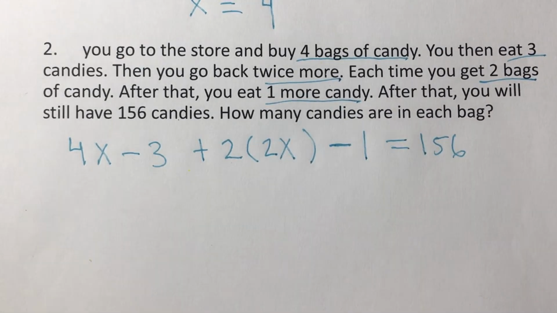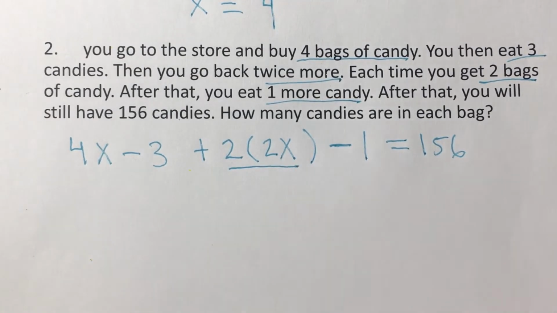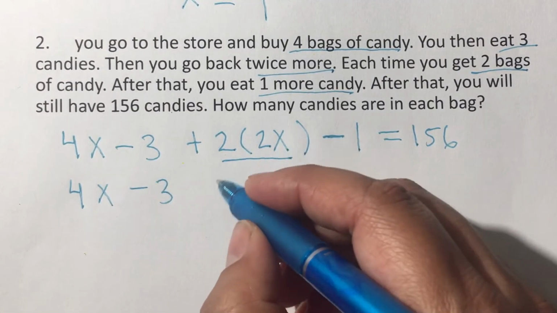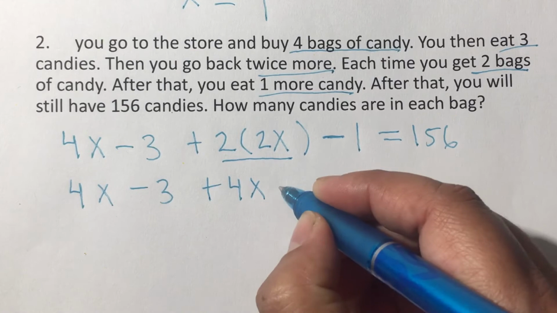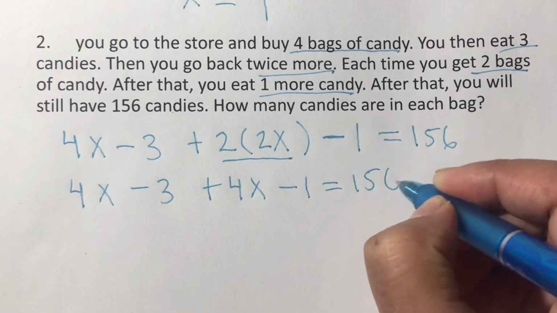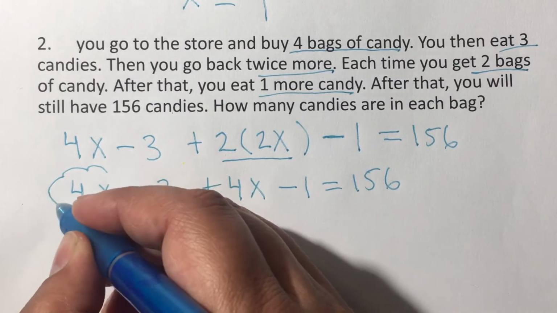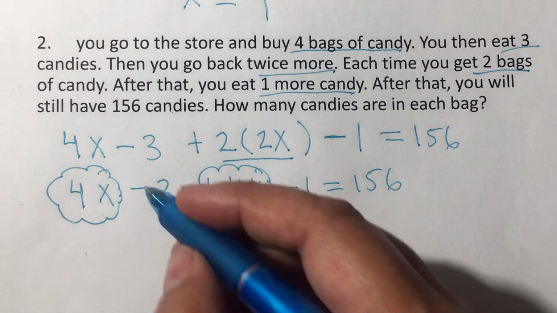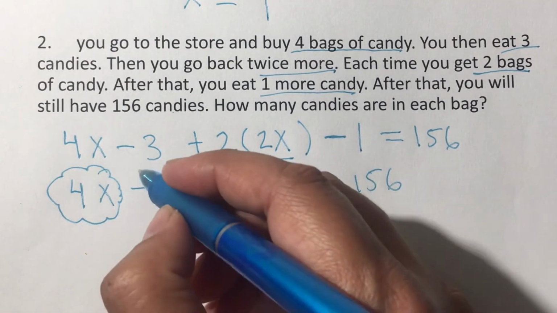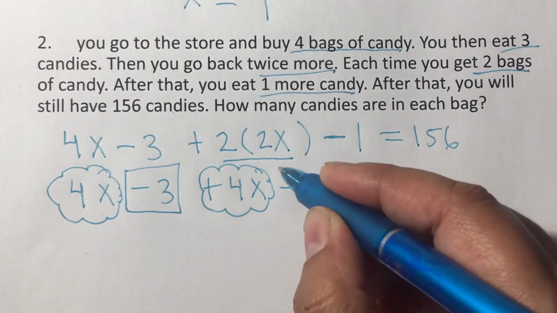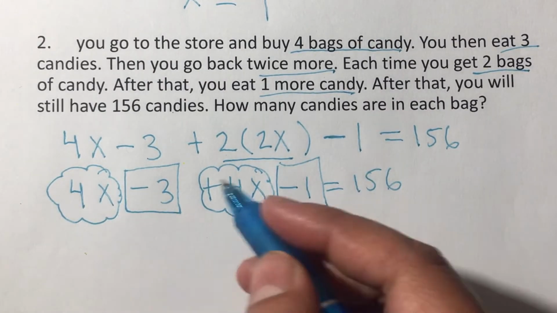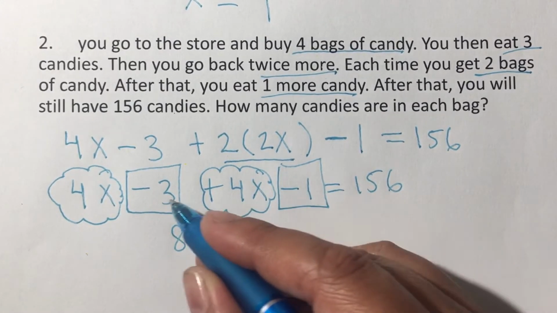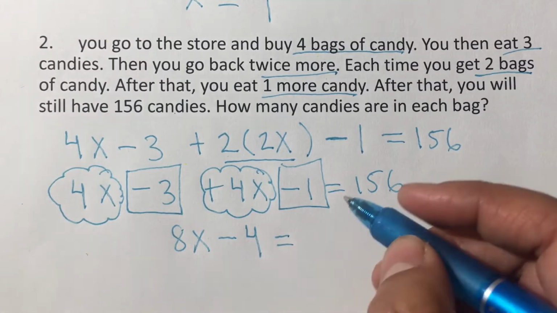156 candies. In here, what we're going to do first is multiplication and bring the rest down. So 4x minus 3. 2 times 2x is 4x. Minus 1 equals 156. Now we're going to combine like terms. So terms that have variables with terms that have variables. And they have to have the same variable and raised to the same power. And constants with constants. Okay? So 4x and 4x is 8x. Negative 3 and negative 1 is negative 4. Remember that when we have the same sign, we add and keep the sign.